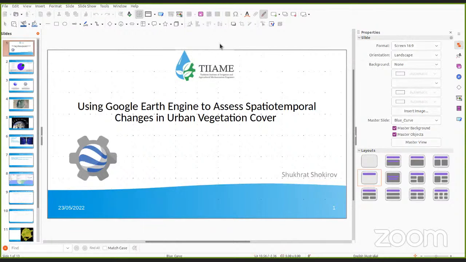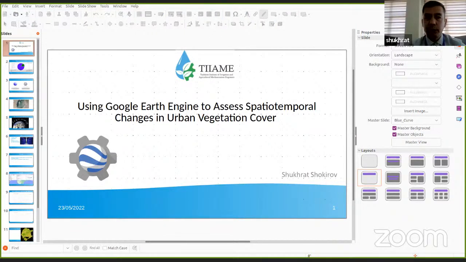Okay, sorry. My presentation is about using Google Earth Engine to assess spatial-temporal changes in urban vegetation cover. When we talk about remote sensing, it takes a lot of time to prepare the data. We need to download large amounts of data, deal with different types of formats and metadata, handle missing data and cloud cover, and correct some atmospheric errors. Therefore, preparing the data takes a lot of time.